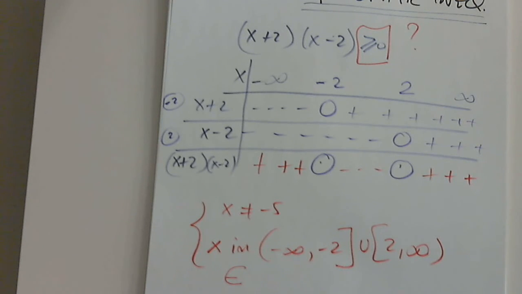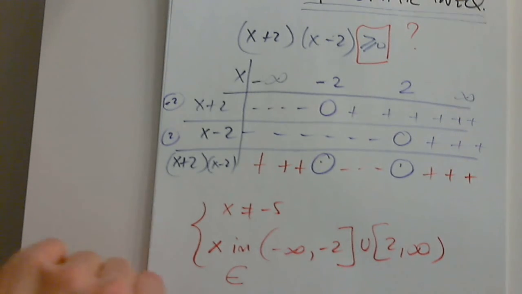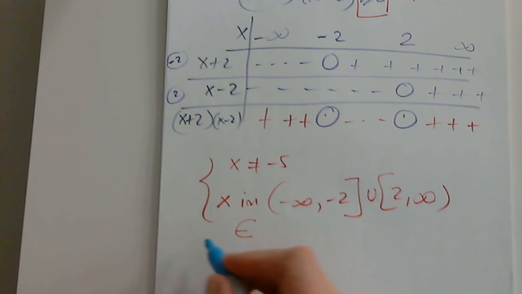Okay, so now I have to intersect these. There are two conditions. This one says everything between negative infinity, negative 2 union 2 to infinity, but this one says make sure that -5 is not in the final answer. So then, what would be the domain? Finally, we are ready to write the domain of function f. If anyone would like to dictate the domain of function f.